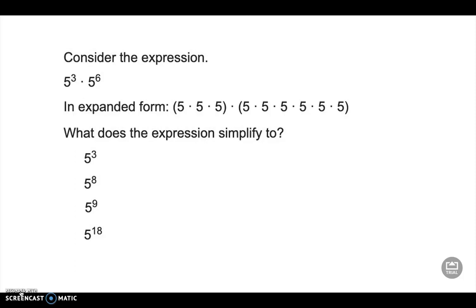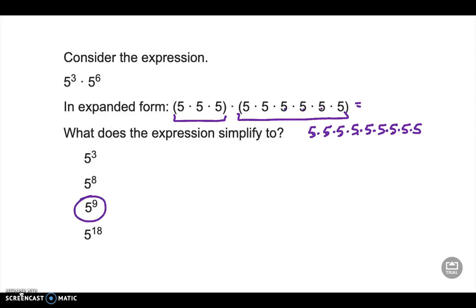In expanded form, it's 5 times 5 times 5 times 5 times 5, 6 times. What does this expression simplify to? Well, we can rewrite this. This is the same thing as saying 5 times 5 times 5, and we can write it all in one big thing. So 1, 2, 3, 4, 5, 6 more. 1, 2, 3, 4, 5, 6. And then we count them: 1, 2, 3, 4, 5, 6, 7, 8, 9. So that would be 5 to the 9th.